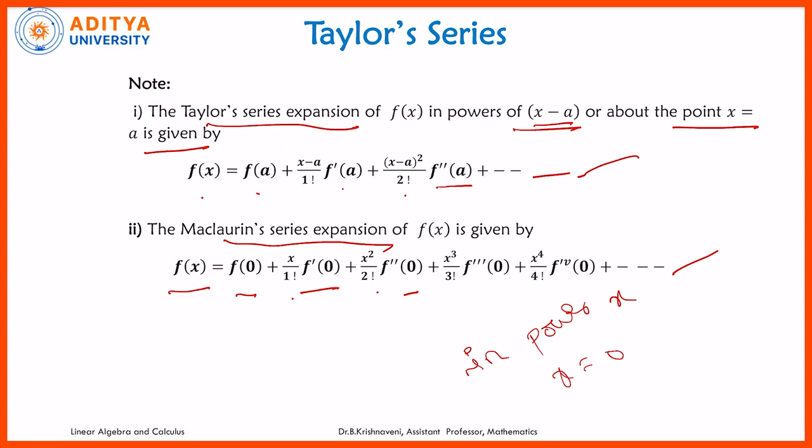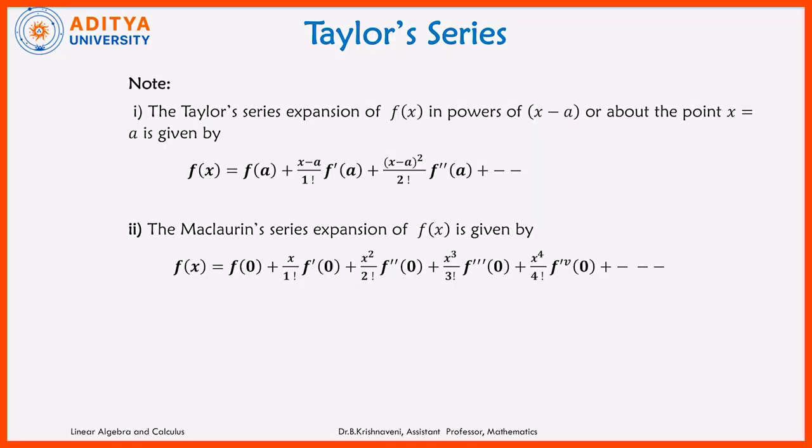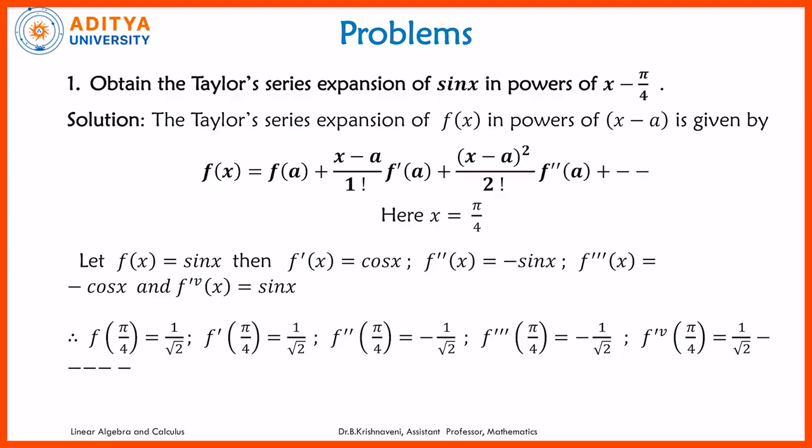So the above at x is equal to a means it is a Taylor series expansion, and about x is equal to 0 giving the Maclaurin series expansion. Now let us discuss the question on this. Obtain the Taylor series expansion of sin x in powers of x minus pi by 4.